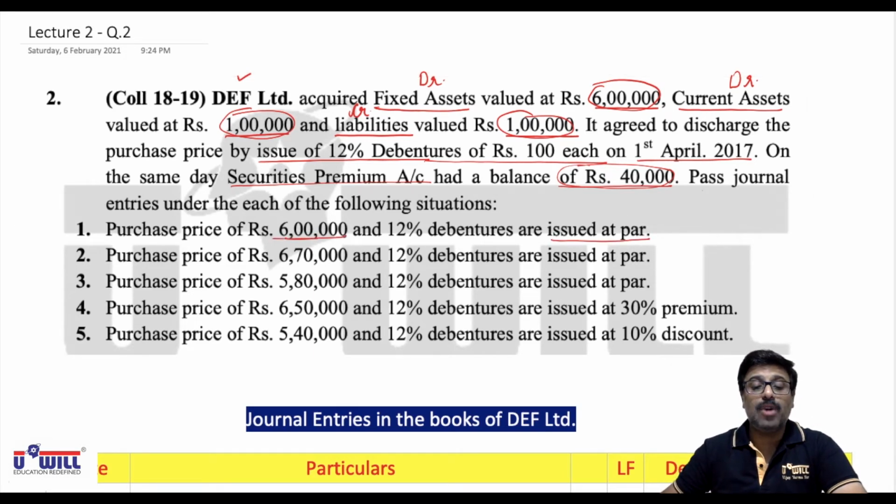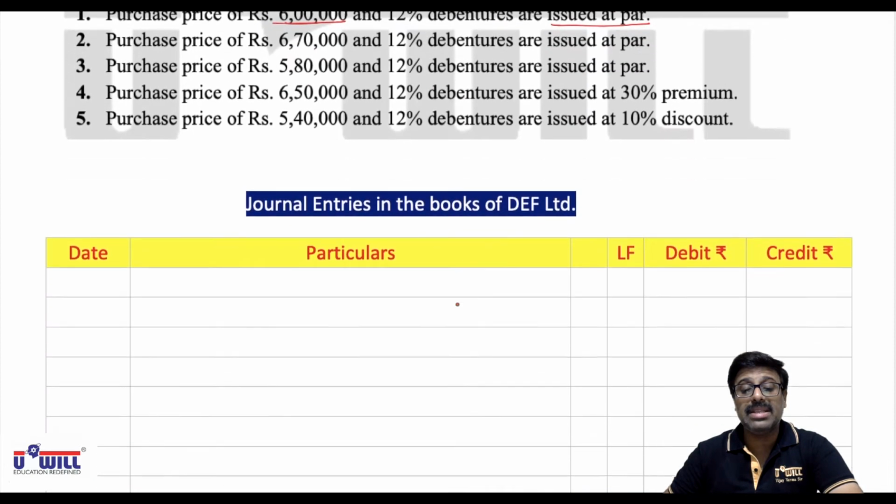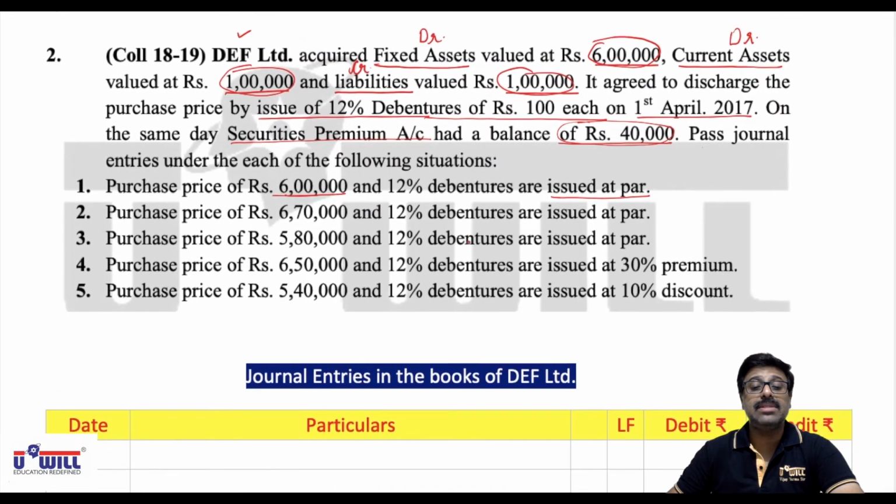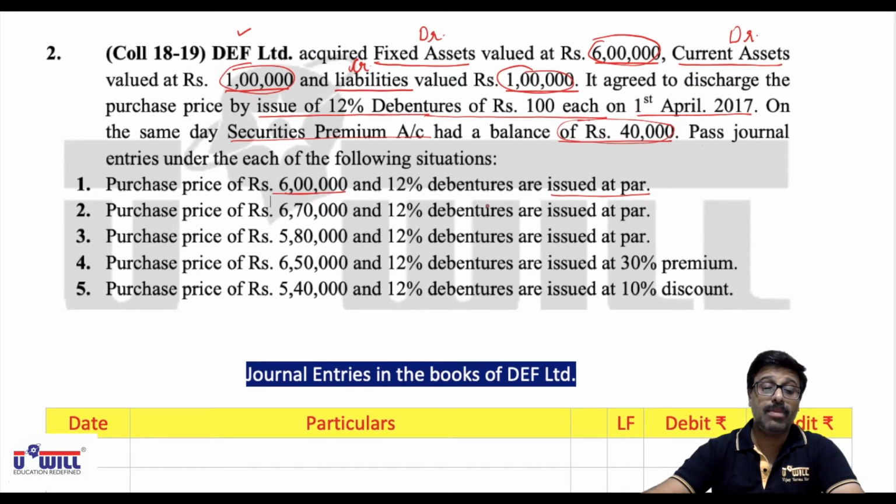So all of you make the format of the journal entries, make around 2 pages format because 5 situations are there. And every situation will have 2 entries, one of buying the assets and liabilities and second of issue of debentures. So 2 pages format will be needed. All of you make this format, journal entries in the books of DEF Limited for around 2 pages. Pause the video and make the format.